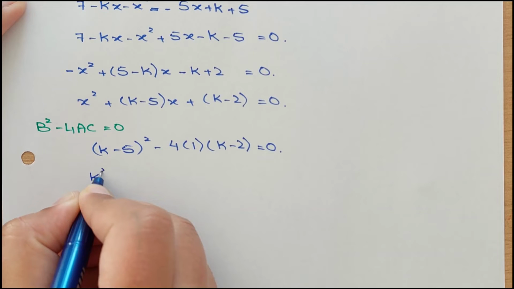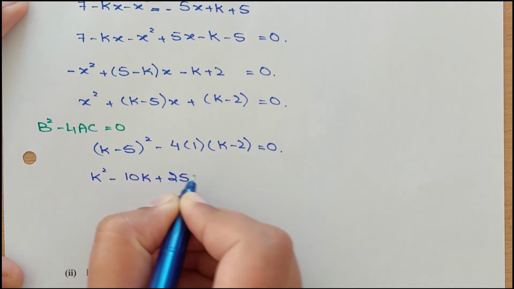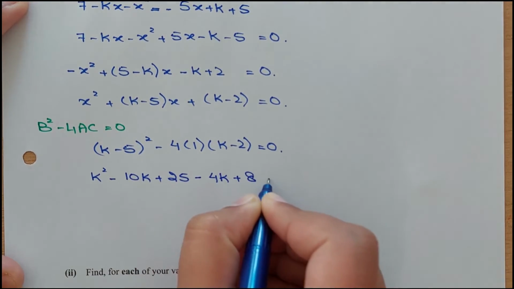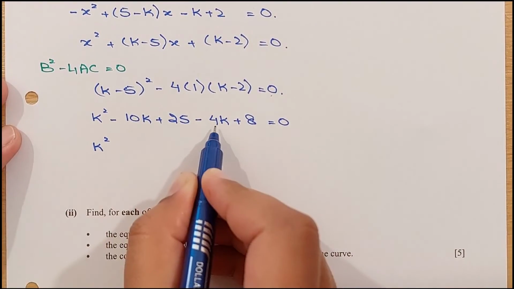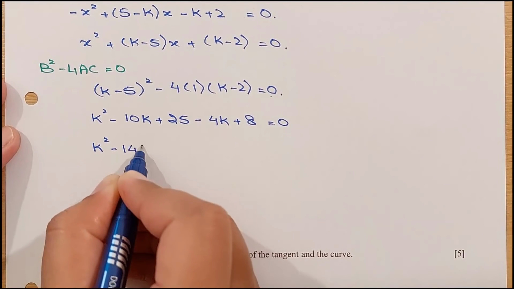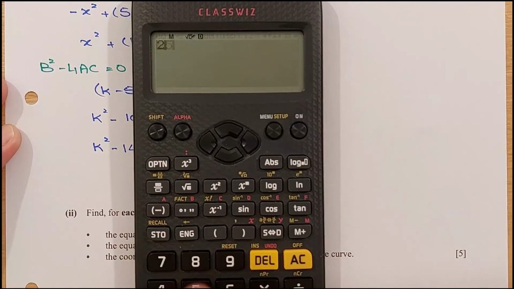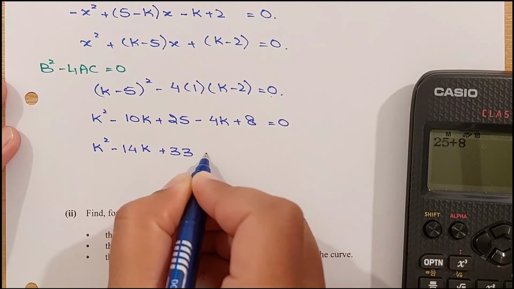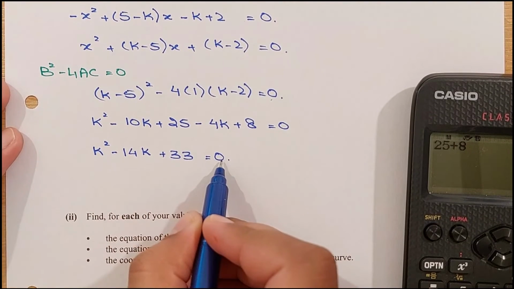So we have k squared minus 10k plus 25 and minus 4k and plus 4 times 2 is 8. This equals 0. K squared, now the k terms are minus 10 and minus 4, so minus 14k, and the constants are 25 plus 8, 33, equals 0. Right. Now this is a quadratic equation in the variable k.